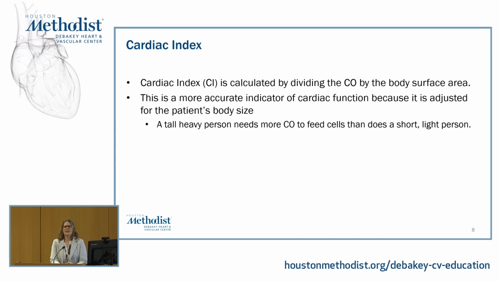Your cardiac index, just to give you an idea of how it relates to cardiac output, is calculated by dividing cardiac output by the body surface area. This is a more accurate indicator of cardiac function because it's adjusted for the patient's body size. So a tall, heavy person, in other words, needs more cardiac output than a short, light person.